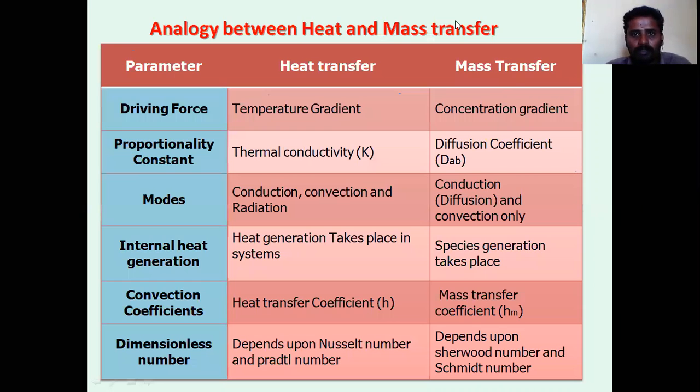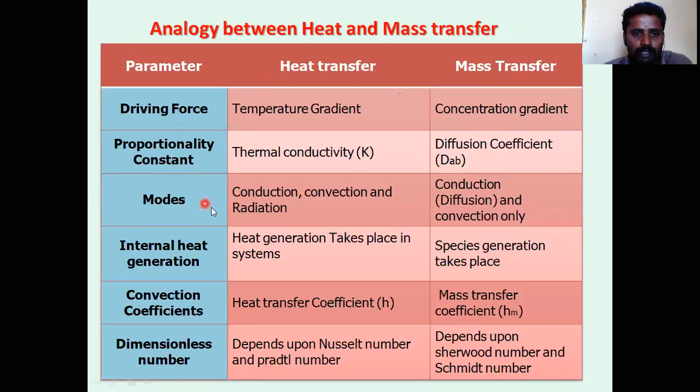Now we discuss the simple analogy between heat and mass transfer. There is a parameter for heat transfer and a corresponding one for mass transfer. The driving force in heat transfer problems is a temperature gradient, and in mass transfer it is a concentration gradient. The proportionality constant is the thermal conductivity, based on Fourier's law of heat conduction. Here the proportionality constant is the diffusion coefficient, based on Fick's law of diffusion.